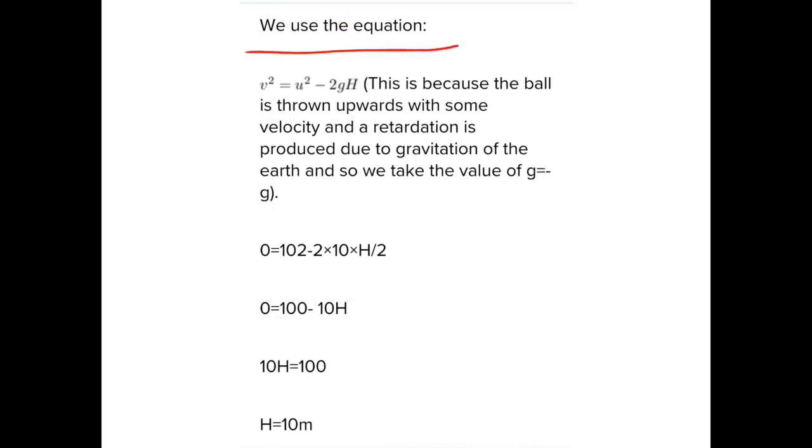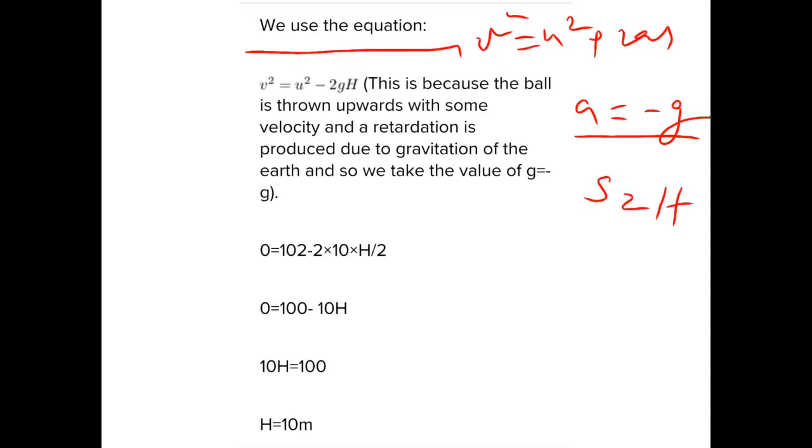We use the equation v square is equal to u square plus 2as. Here a is equal to minus g, because when the body goes upwards, the gravity goes on decreasing. So we are putting a is equal to minus g, and s is replaced by maximum height h. So you are getting v square is equal to u square minus 2gh.